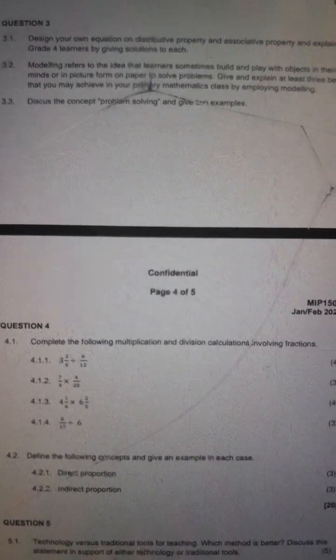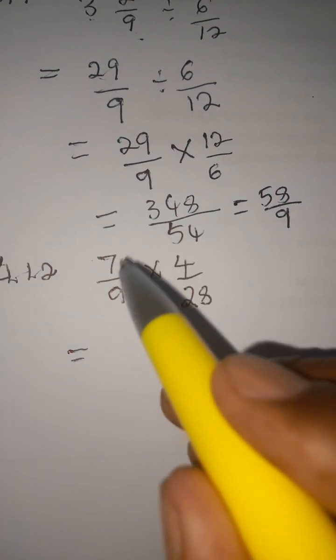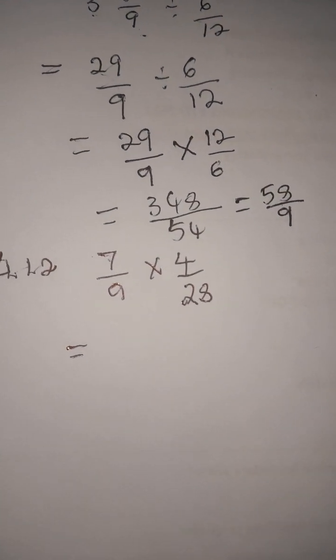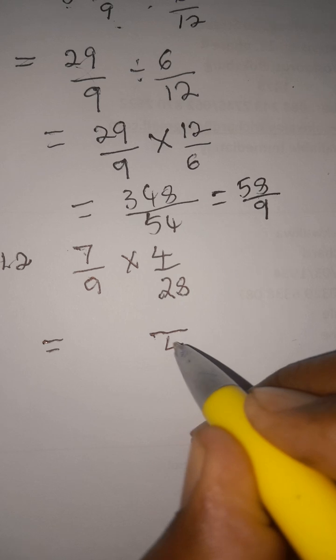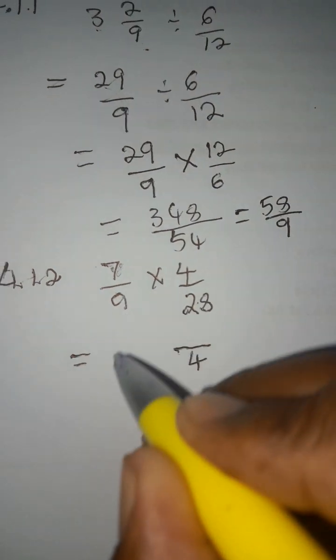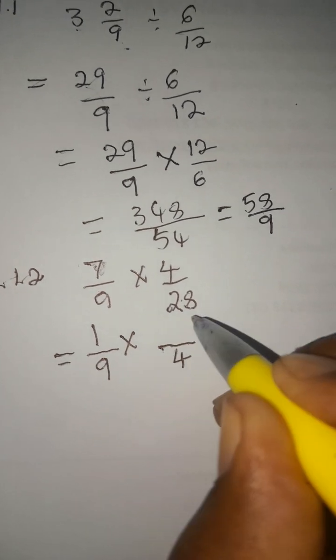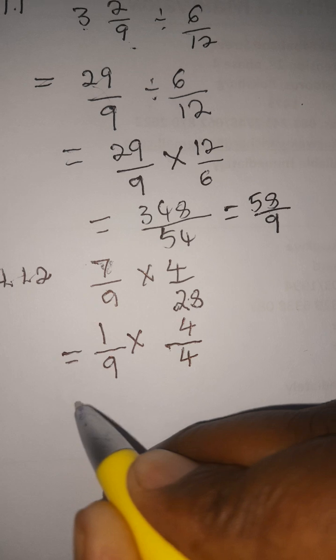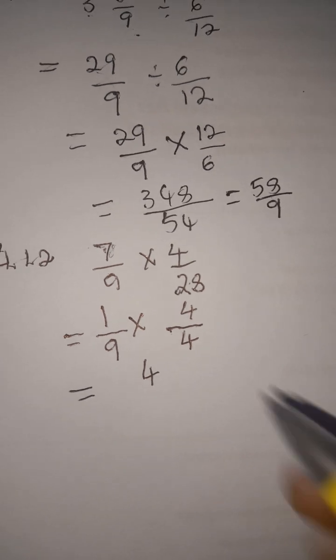So here at 4.1.2, we are having 7 all over 9 times 4 all over 28. So let's simplify that, 3 marks as well. As for this one, guys, you need to ask yourself, how many times does 7 go into 28? In other words, if we say 28 divided by 7, what do we get? It goes 4 times, right? So meaning here you're going to put 4. How many times does 28 go into 7? It doesn't go. So you're going to put 1 here. Then after that, you're going to have 1 all over 9 times 4 all over 4. Then what is 1 times 4? That will be 4. Then we say 4 times 9. What is that? That will be 36.